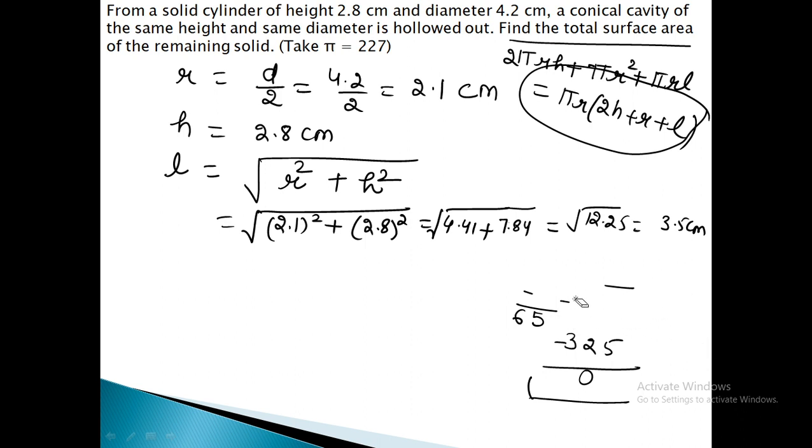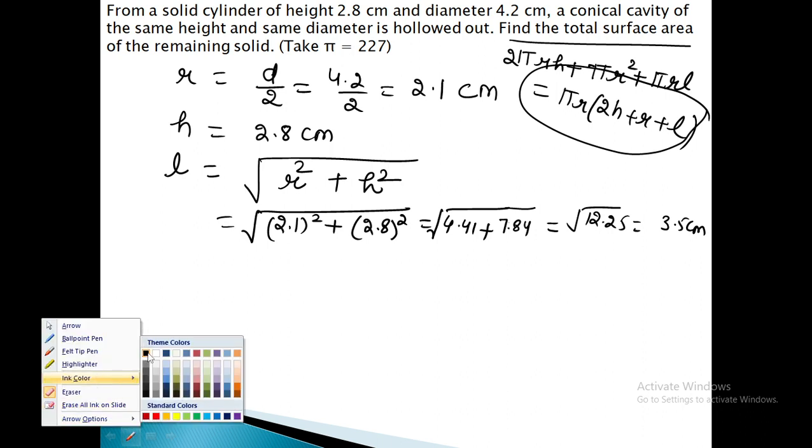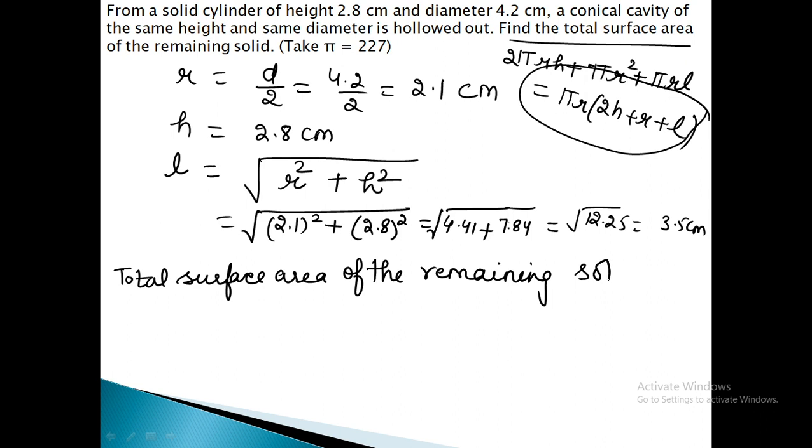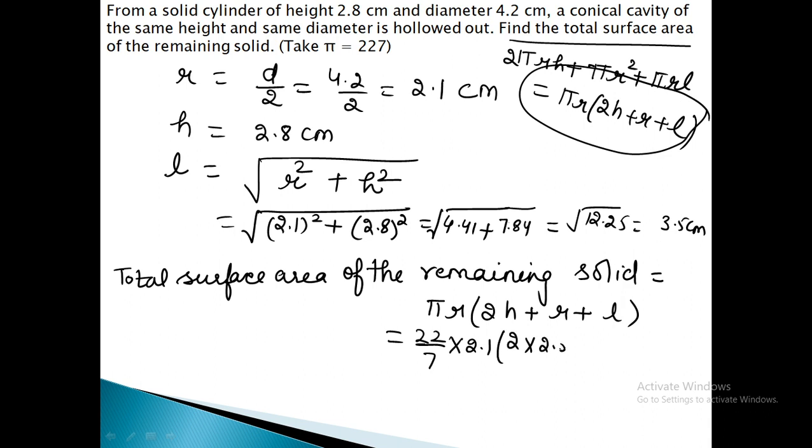Next we have to use the formula, because we have to find out the total surface area of the remaining solid. Then we will write this formula: total surface area of the remaining solid is equal to pi r bracket start 2h plus r plus l. Pi's value will be 22 by 7 and r's value is 2.1. 2 multiply 2.8 plus r, which is given as 2.1, l is found out as 3.5.